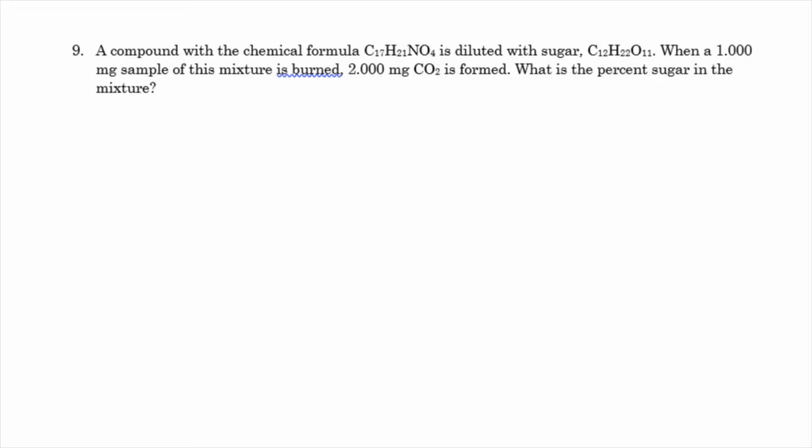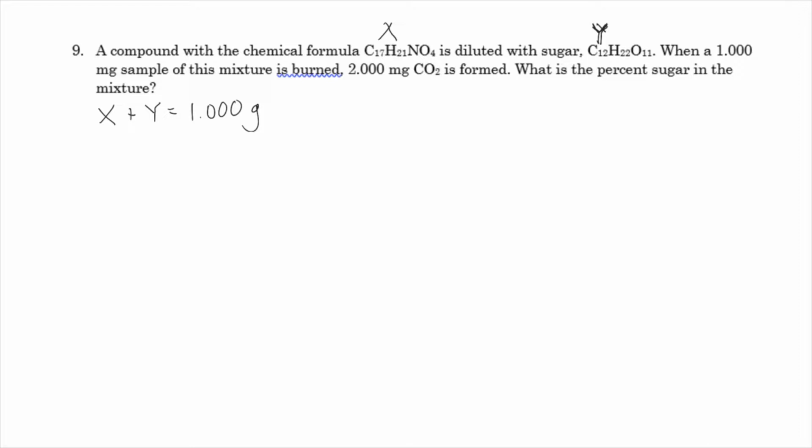Well, I'm going to tell you right now, this is going to be a system of equations, and we're going to have to set up relationships that we know. I'm going to say that C17H21NO4 is going to be X, and I'm going to say the sugar is going to be Y. So the amount that I start with before I carry out the combustion reaction, I'm going to say X plus Y has a total mass of 1. And I'm going to use the unit gram. I'm not going to convert to milligram.